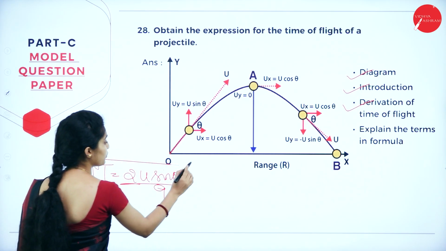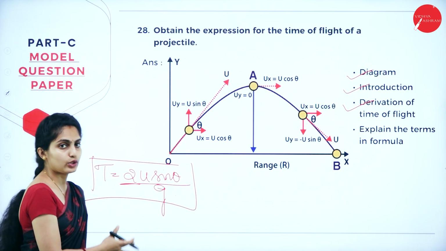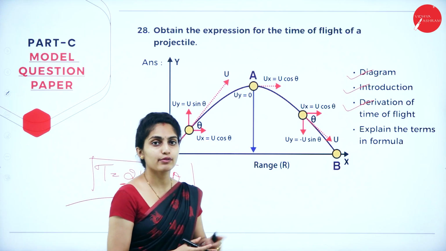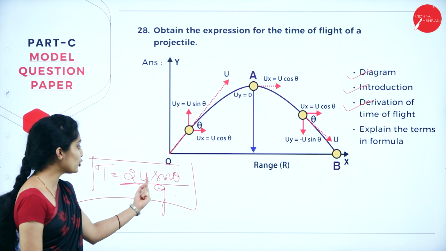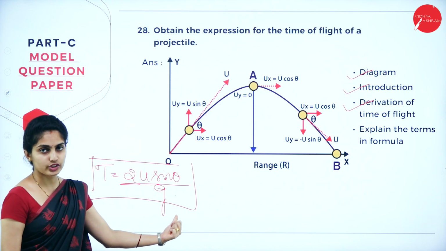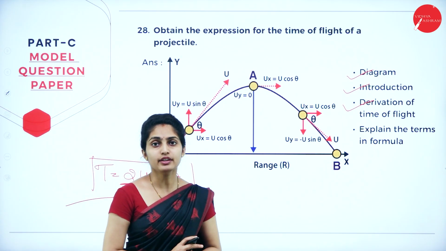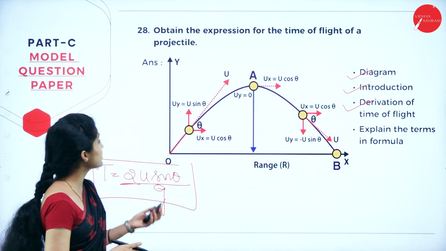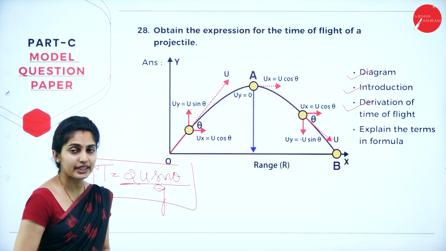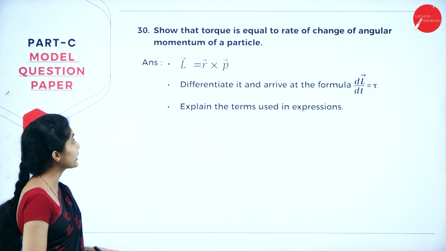Up till here you will have to derive the equation, and then we will have to explain what is meant by u, what is sine theta, what is g, and what is t. These are the explaining terms in the formula. Okay, so that is all about your question number 28. Now let us move to the next question.